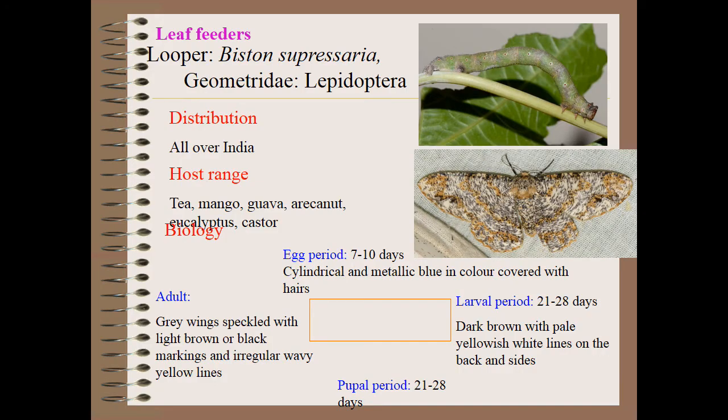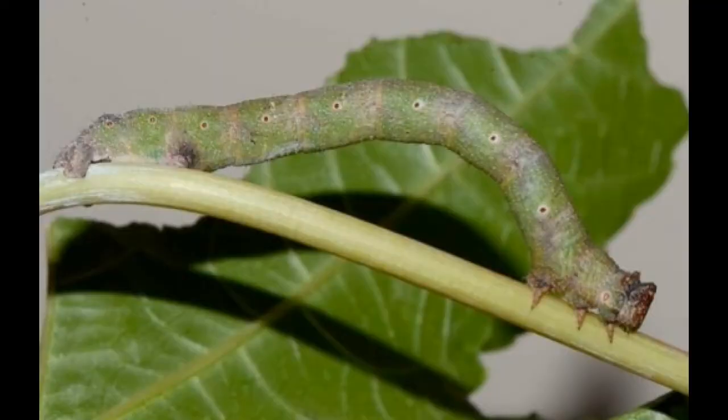And coming to leaf feeder, looper, Buzura suppressaria, Geometridae, Lepidoptera. Here, egg period about 10 days, that is cylindrical, metallic blue in color, covered with hairs, and larval period about 28 days. It is dark brown with pale yellowish white lines on the back and the sides. See the picture. And pupal period about 28 days.